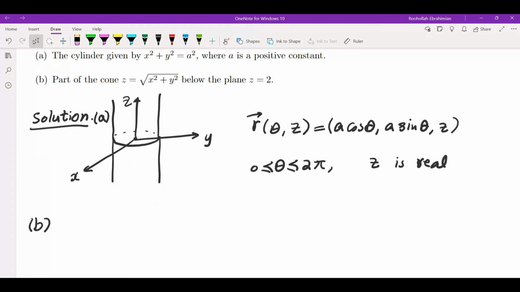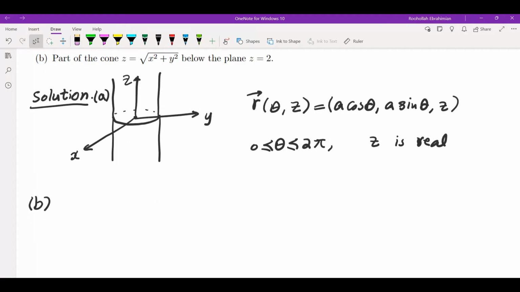Next example is another parameterization. Part of the cone below the plane z equals 2. So let's draw the diagram again and write down the parameterization. So we have a cone and it is capped by z equals 2. And again, it's the cone itself, not the top of the cone, not inside the cone. So let's parameterize this one.